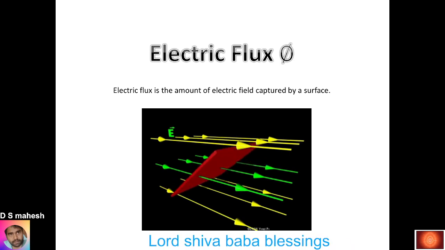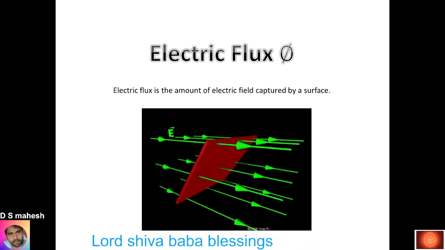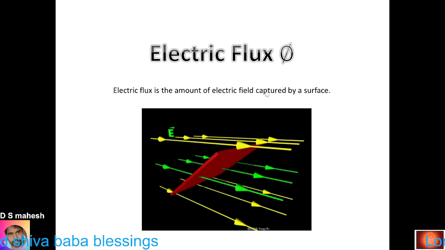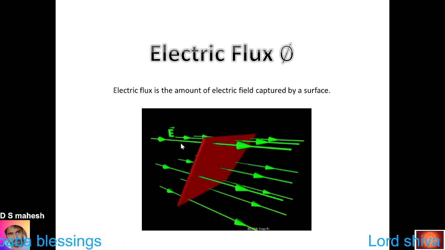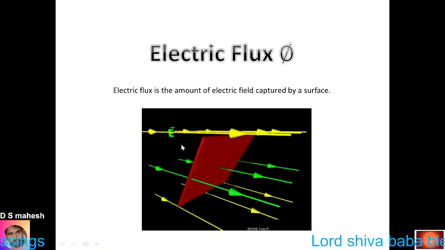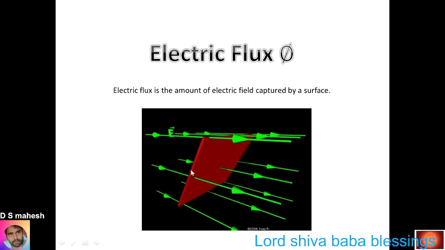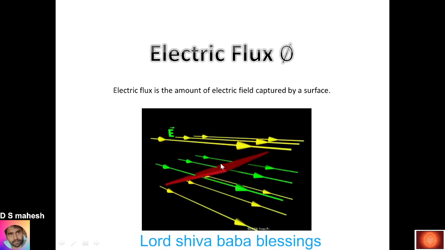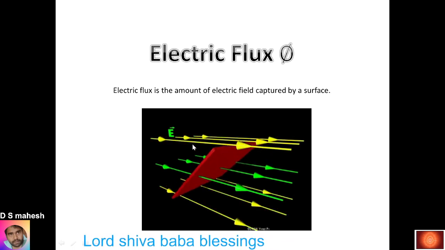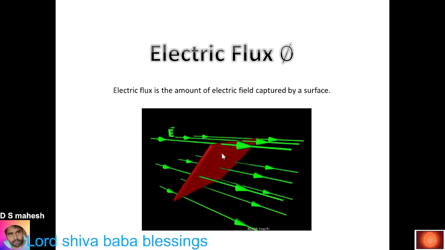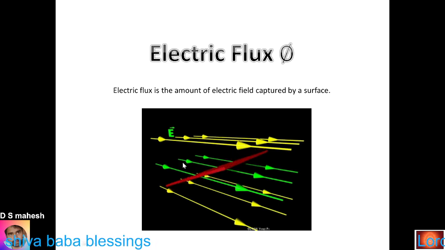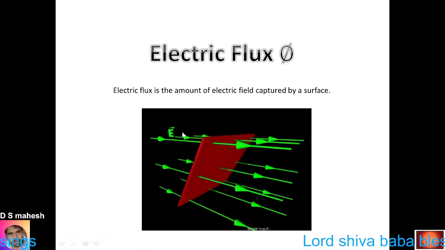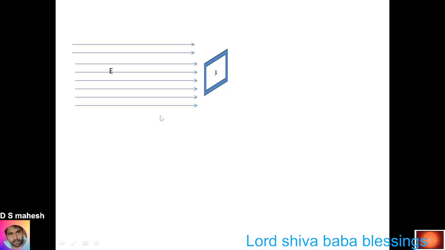So it is denoted by a symbol phi. So electric flux is the amount of electric field captured by a surface. So if you look over here, there are electric field lines and there is a flat surface. So when you keep this surface across the electric field, the electric field lines will be passing through this surface. So the amount of electric field captured by this surface is called electric flux.